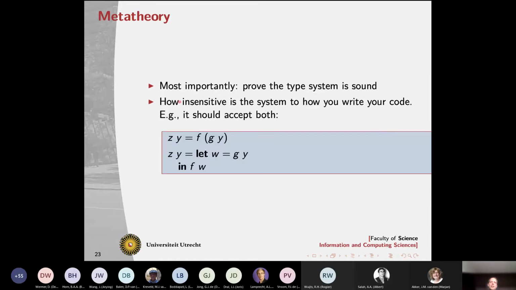For example, if we have a program like this, where z y equals first applying g to y and then applying f to the result. Or in other words, z is the function composition of f and g. I can also write it in Haskell in a different way. And if you're not careful, it may be that this program is accepted by the type checker, but this program may not. This is not something that we like.